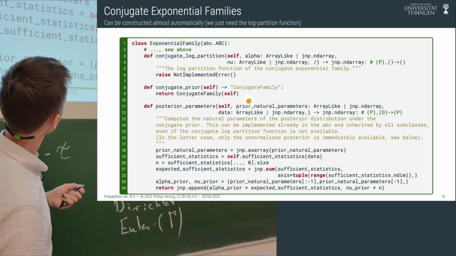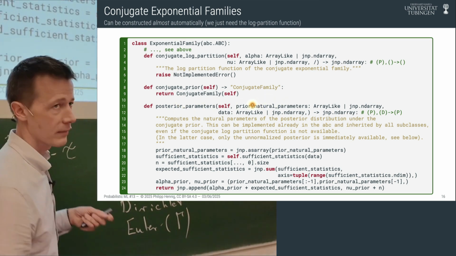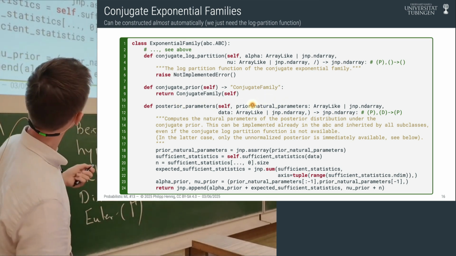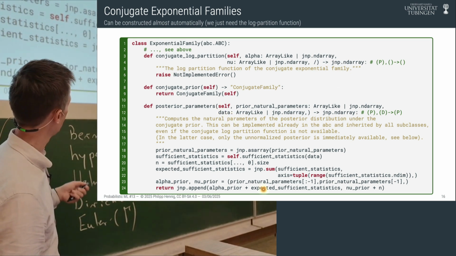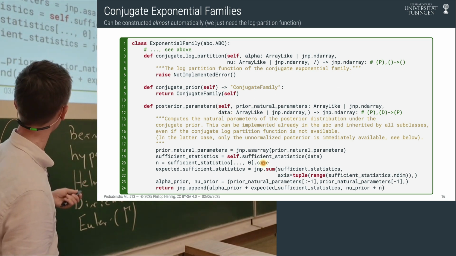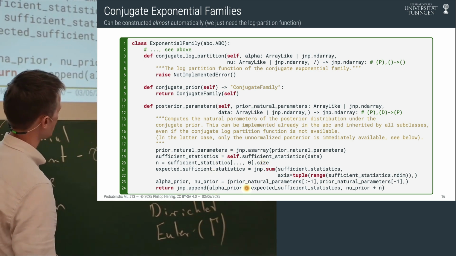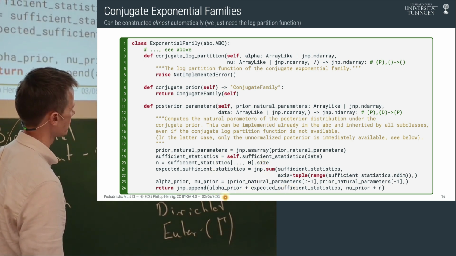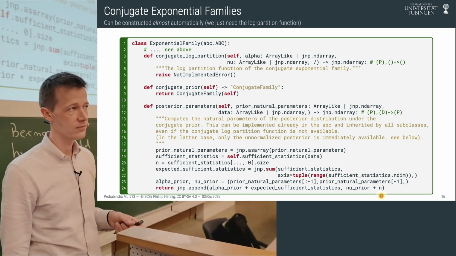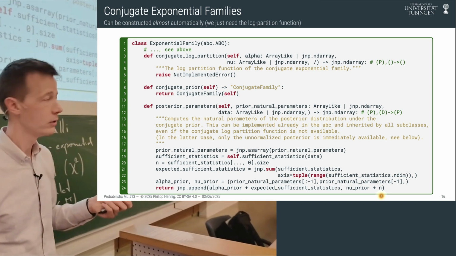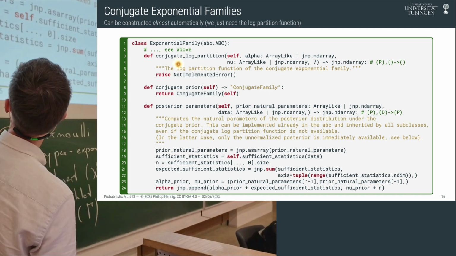Where I give you my prior, my alpha and nu, and then I give you a data set, data, and then you do posterior inference, which is this nasty piece of code down here, which effectively just means compute the sufficient statistics, add them to the prior, and count how many data points are in my data set, and add them to the pseudo count. To be able to do that, though, you need this log partition function.